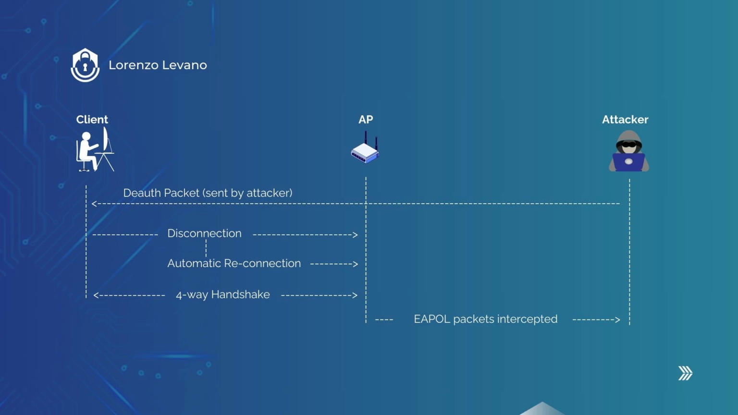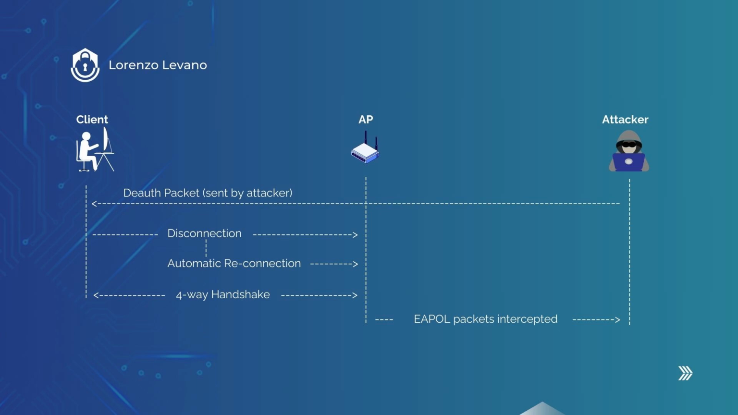monitor mode. In the first step, the attacker sends a deauthentication packet to the client via the access point. This forces the client to disconnect from the network, thinking it was a legitimate signal. In the second step, the client automatically tries to reconnect to the same network, and when it does, a four-way handshake takes place between the client and the access point.